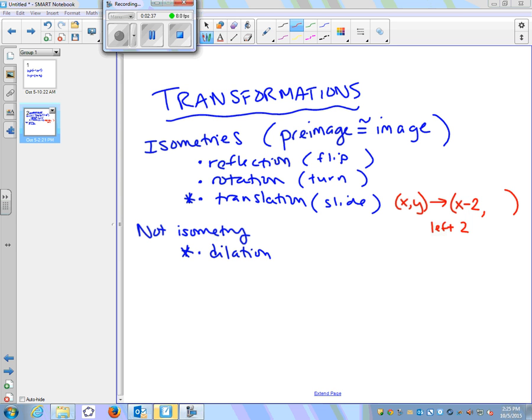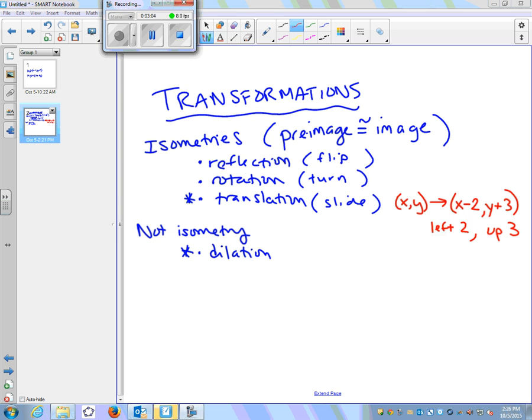So when you see adding or subtracting to the x and the y, you know it's a translation because it's just sliding. The x moves it left or right, the y moves it up or down. So for this one, x minus 2, that would be to the left 2. y plus 3 would move it how? Up 3. Good.